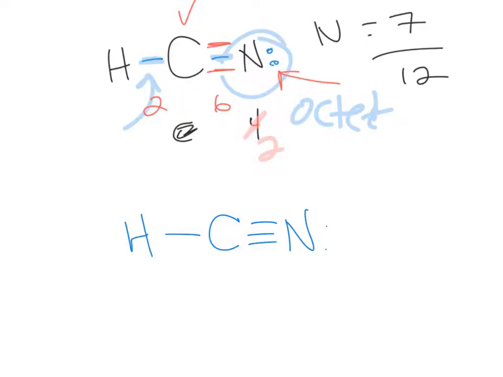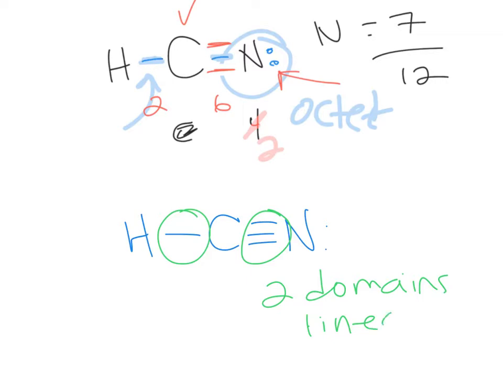When we look at this, we decide for VSEPR how many electron domains it has. It has 1 domain right here, 1 domain right here, so it has 2 domains. Both are bonding domains, so that is linear.